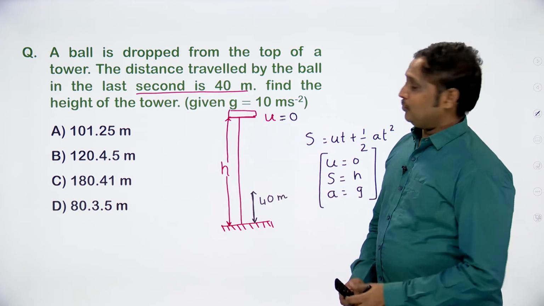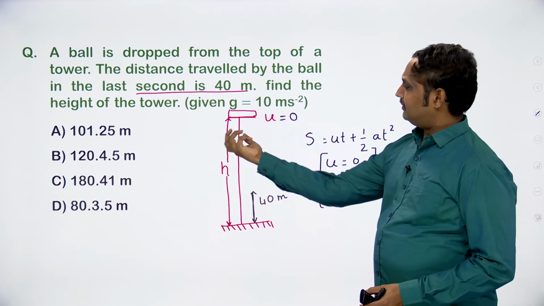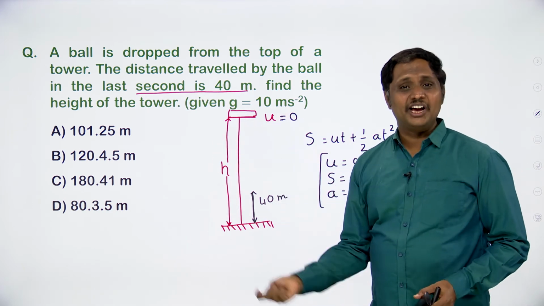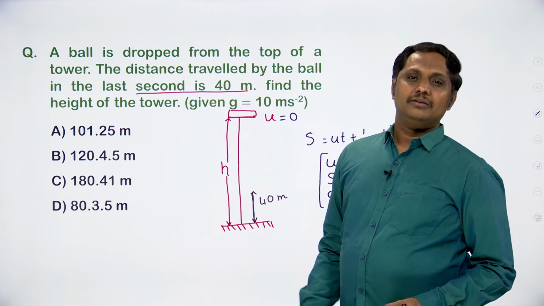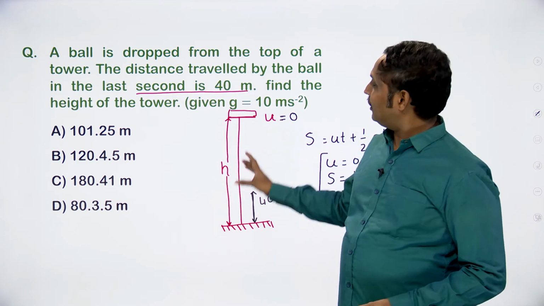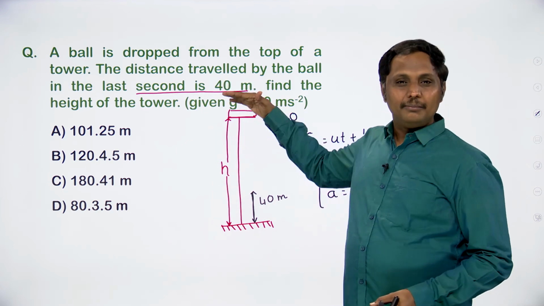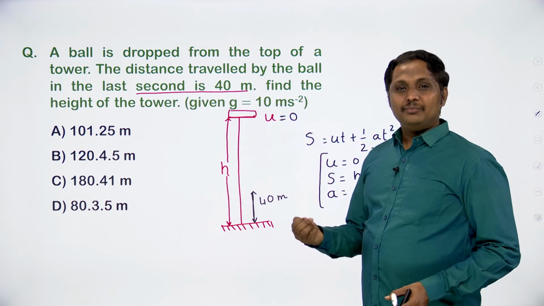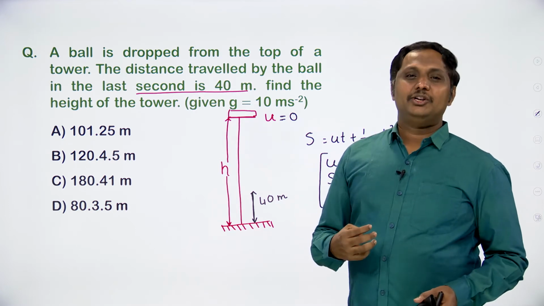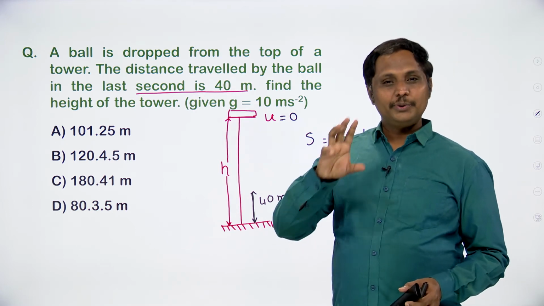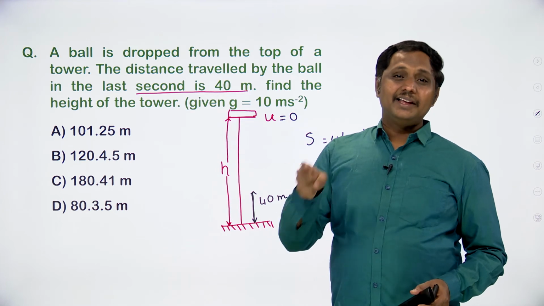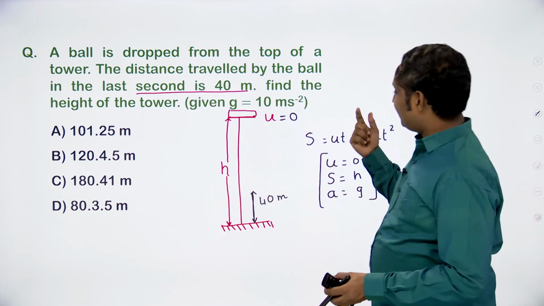The total height is going to be the total vertical distance which has been travelled by the body, which is allowed to fall down. Simply, it has been dropped from a particular height. The total time taken by that ball to reach the ground is going to be t seconds, but in t minus 1 seconds it has travelled a certain distance.